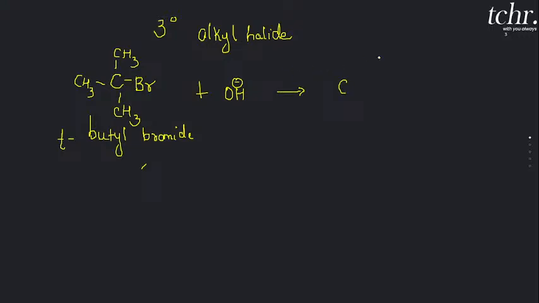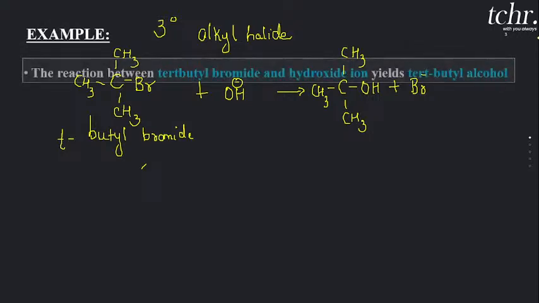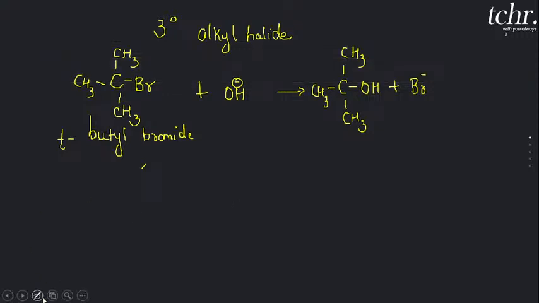From tertiary butyl bromide, the product you get will be tertiary butyl alcohol. That means Br minus is replaced by OH minus and Br minus comes out. This simple substitution is known as SN1, substitution nucleophilic first order mechanism. So this is the reaction I have written. The reaction of tertiary butyl bromide with hydroxide ion will give you tertiary butyl alcohol. Now let us see the mechanism involved.